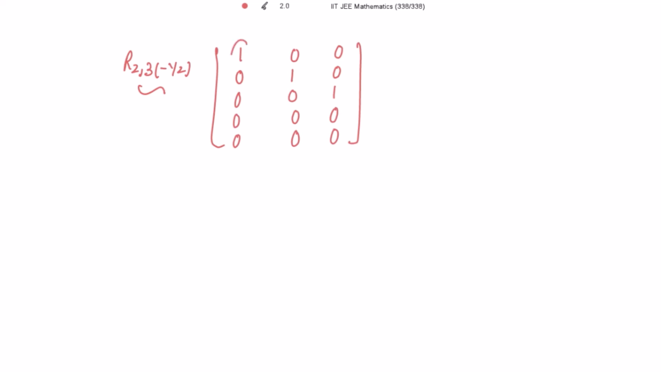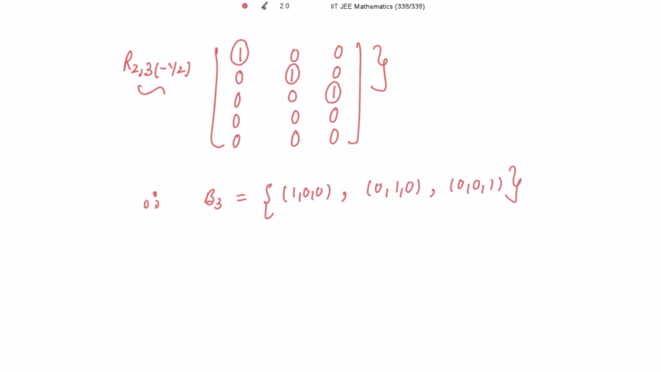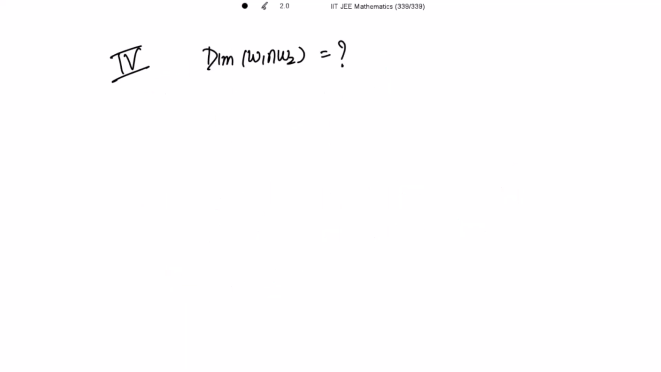So now we have the leading entry as 1 for the first row, 1 for the second row, and 1 for the third row. So we are getting 3 non-zero rows at the top, and this is your echelon matrix. Therefore, the basis B3 is 1 0 0, 0 1 0 and 0 0 1. These are the standard basis vectors, right? So the dimension of W1 plus W2 is equal to how many elements? It is 3, right? At last, we need to find the dimension of the intersection of the subspaces.